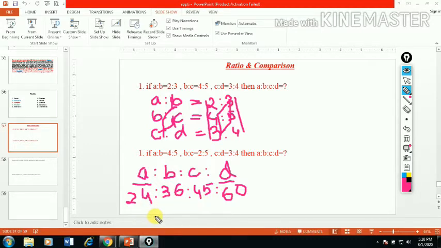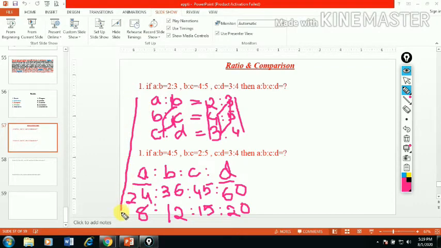Now can we divide it by any number? Yes, by 3. So this will be 8, then 12, then 15, and 20. Basically I am showing you all these things, but it will take you just a few seconds. Within your brain you can do all these things.